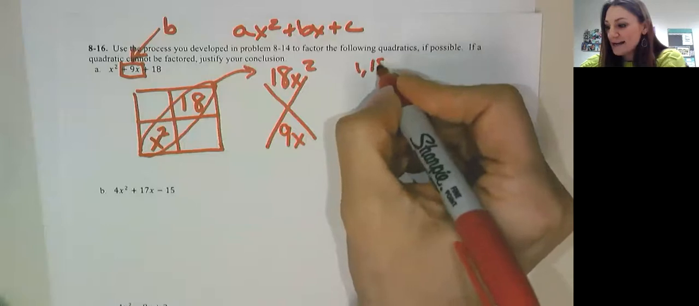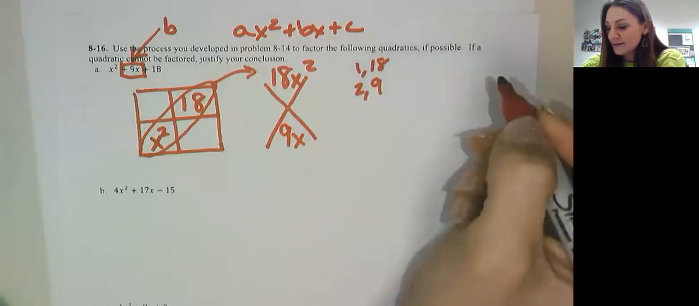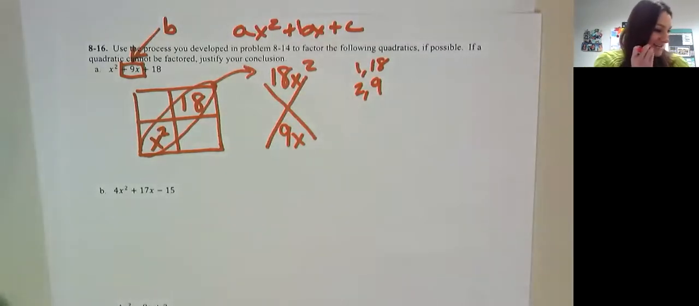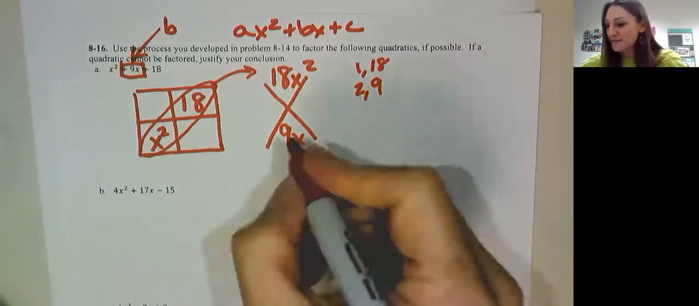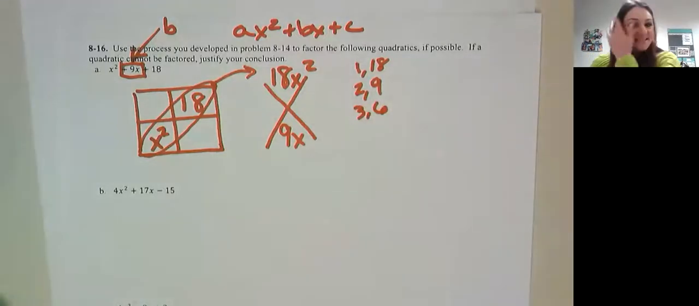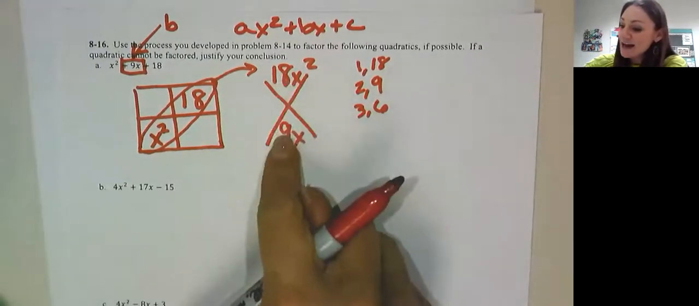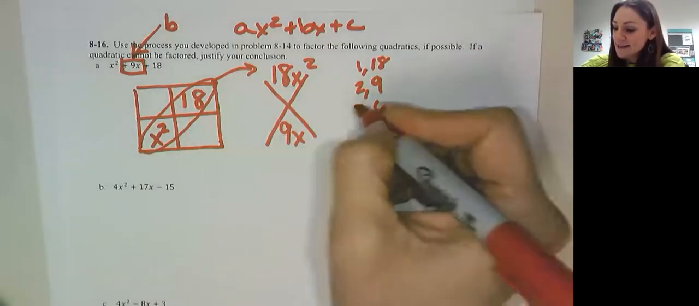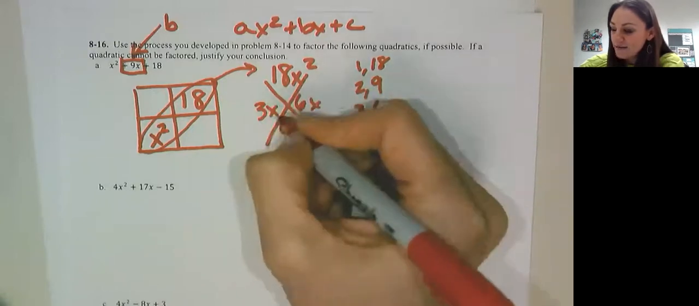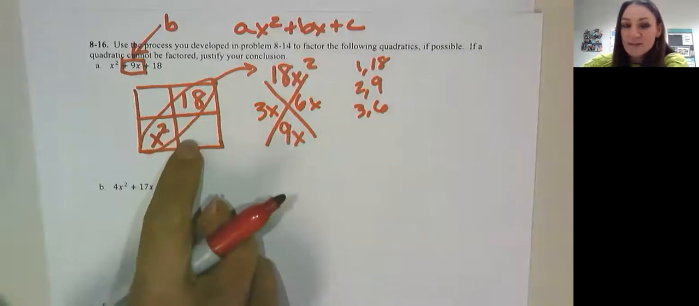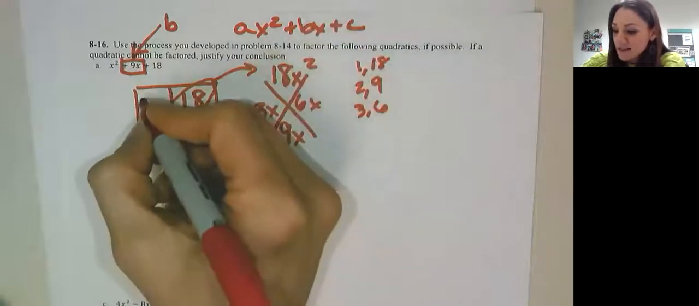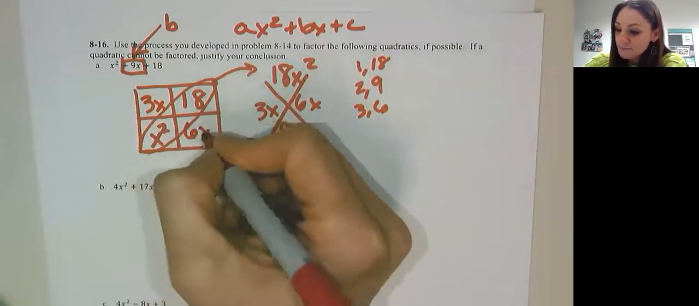So we have 1 and 18, and 2 and 9. Which of those pairs is going to add? And we also have 3 and 6. Which of those pairs is going to add to give us 9x? 3x and 6x. So we can put those on either side of the diamond, doesn't matter. And then we can put them in either box of the rectangle because it would just rotate. It would still be the same rectangle regardless of where you put them.